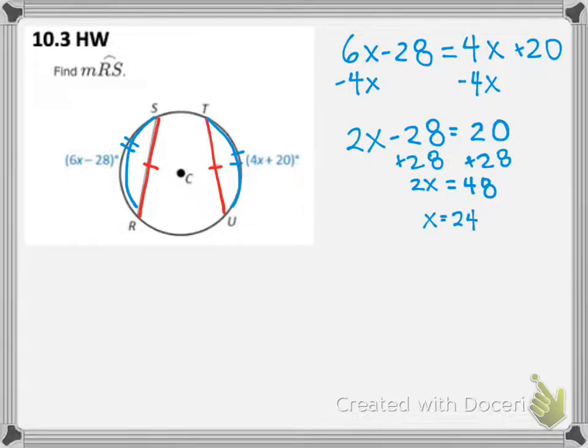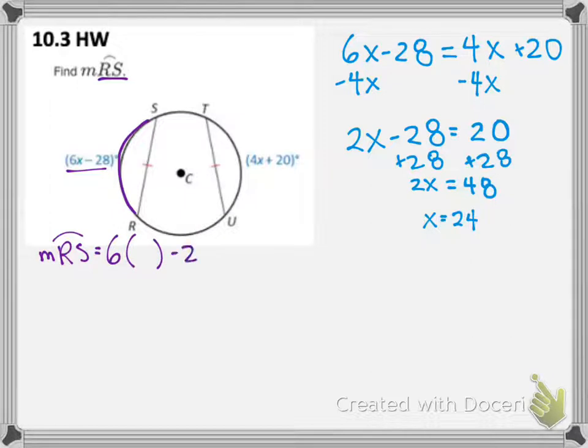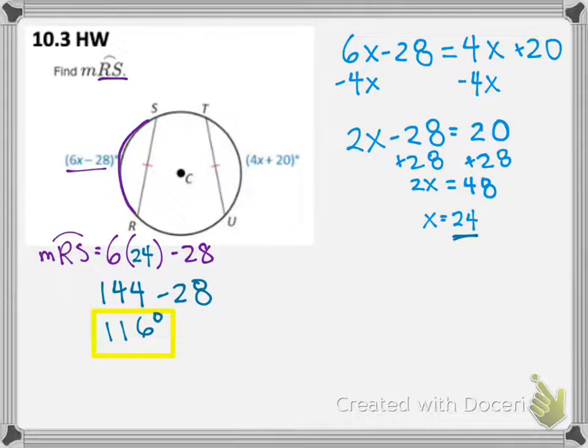So a lot of people typed this in the answer, and they kept getting it wrong, and they couldn't figure out why. It's because you didn't actually answer the question. It wants you to know what the measure of RS is. Well, currently, the measure of arc RS is 6 times x minus 28. Well, we need to plug in our x, which is 24. So 6 times 24, which is 144, go ahead and subtract 28. So we get 116 degrees. So again, a lot of people got this wrong because they just circled this as the answer when you have to plug in your x.